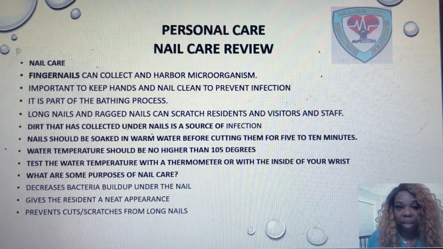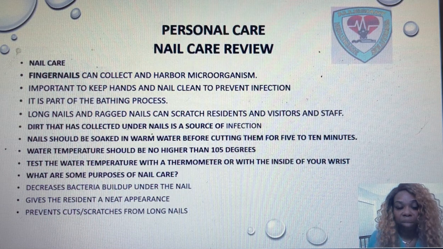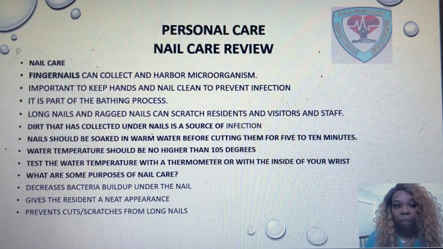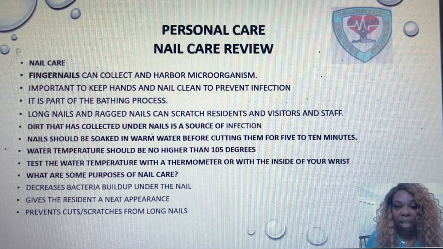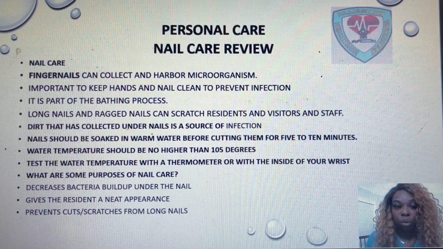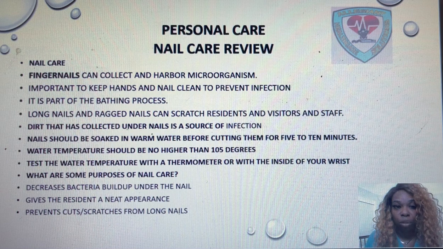Let's talk about nail care. Nail care is another personal care that you will provide to the resident. First, you want to look at the care plan to determine if it's okay for you to give nail care to the resident. Remember, each resident has a care plan that will give you detailed directions on how to provide care for the resident. It will notify you what you can do and what you cannot do, and how frequently things should be done.